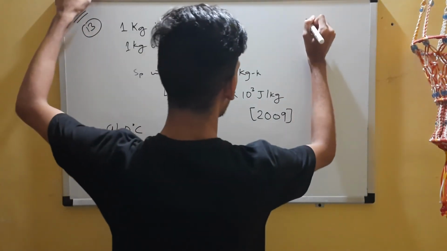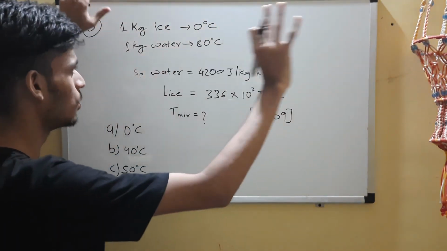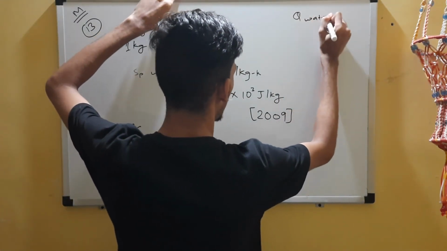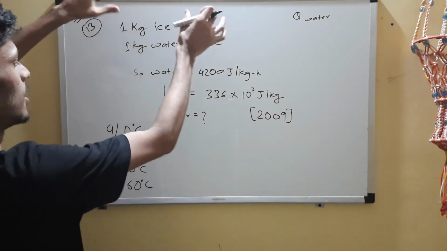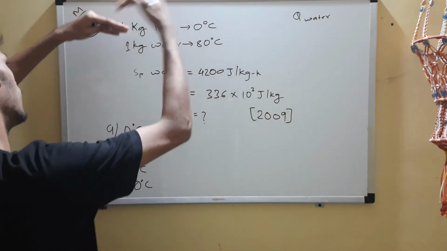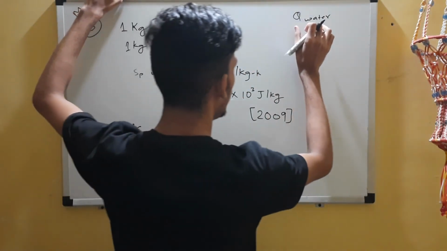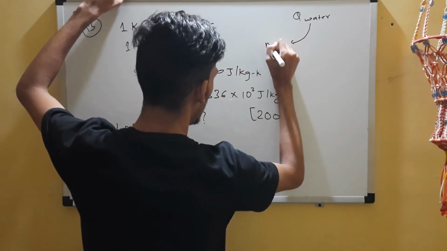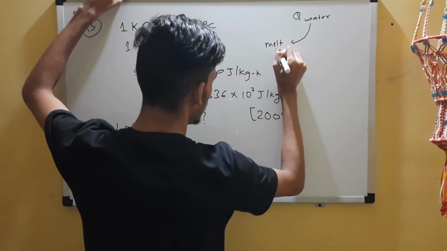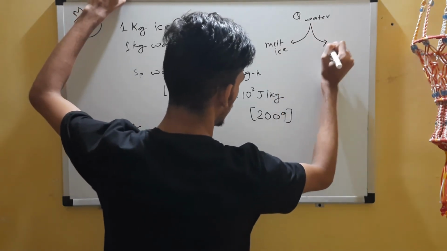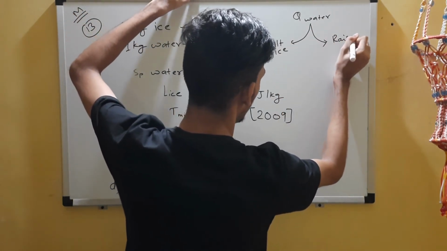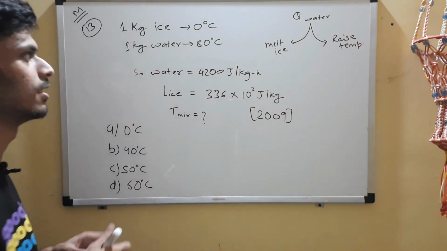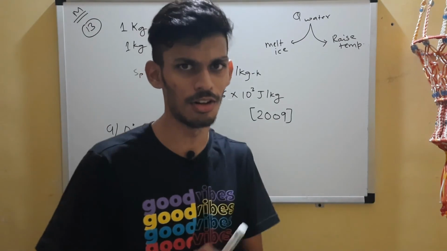Okay, so the idea that we are going to use over here is that since the water is at higher temperature and ice is at lower temperature, heat from water will flow to the ice, right? So heat from water will be used for two purposes. One is to melt the ice, and second is to raise the temperature. First of all, it will melt the ice, and then it will raise the temperature of the mixture.